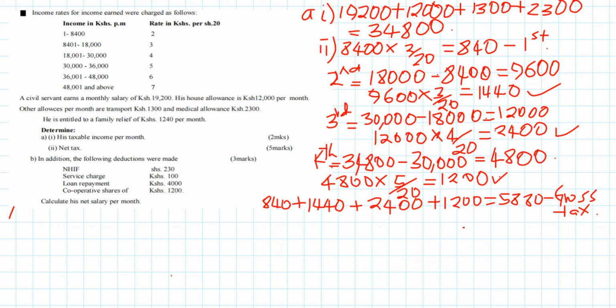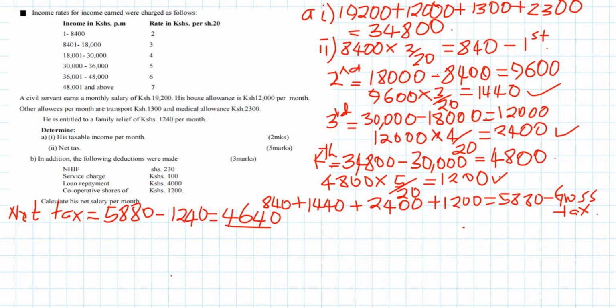So to get the net tax, we take the gross tax, which is now 5,880. We take away the reliefs available for this employee. And the relief available for this employee is 1,240. That is the family relief. And so when we subtract, we are going to get 4,640. So that is the net tax at the end of it all.